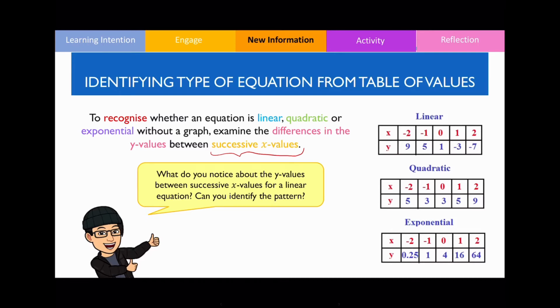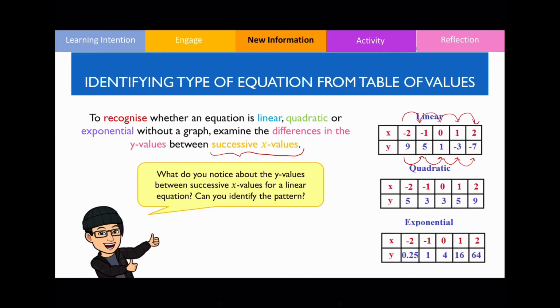In this case, notice that this increases by 1 each time. So these values are referred to as successive x values. My question to you guys is, what do you notice about the y values between the successive x values for a linear equation? Can you see whether there is a pattern? Could you also describe what is actually happening?